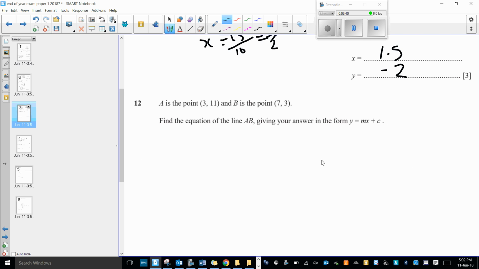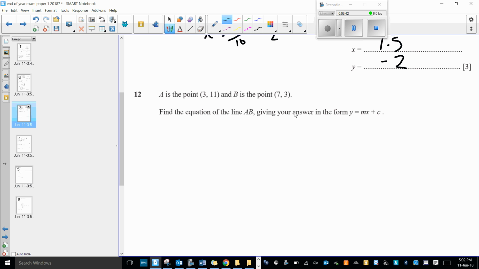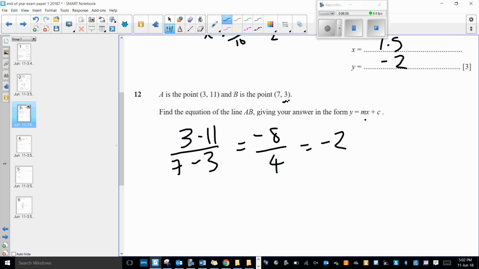Find the equation of AB. Give me your answers. Okay, so we need to find the gradient. So that's 3 subtract 11 over 7 subtract 3. If I use this 3 first, remember it's y over x. 3 subtract 11 is negative 8. 7 subtract 3 is 4, so it's negative 2. So it's y equals negative 2x plus c.